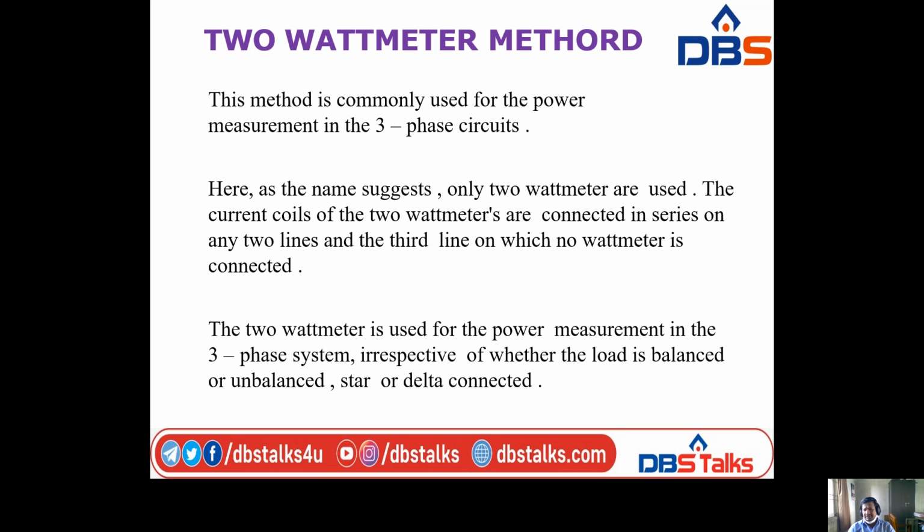As the name suggests, only 2 wattmeters are used. The current coils of the 2 wattmeters are connected in series in any 2 lines, and in the third line no wattmeter is connected. The 2 wattmeters are used for measurement of power in a 3-phase system irrespective of the load, that is, it may be a balanced load or an unbalanced load.